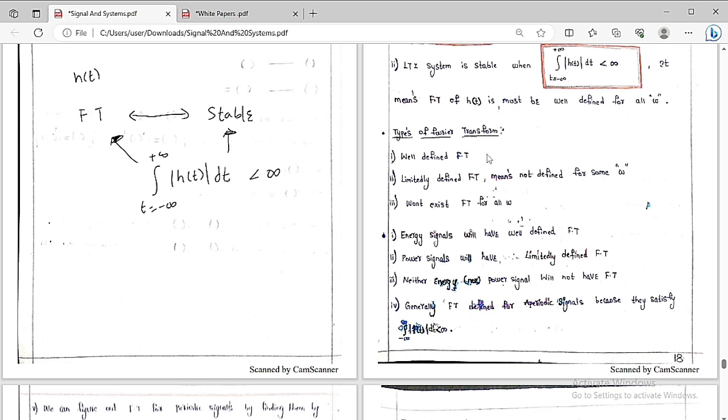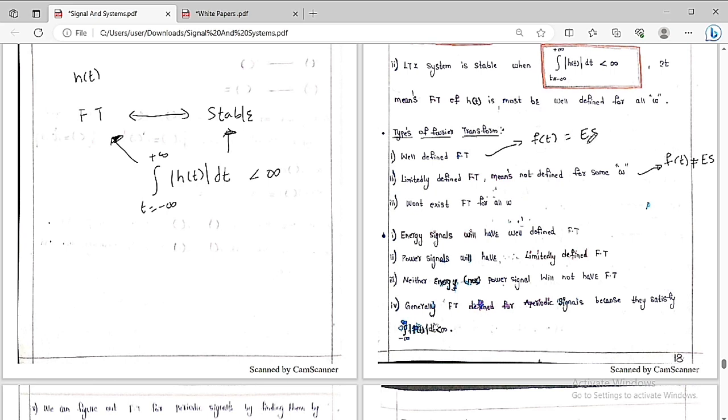Listen carefully. For a well-defined Fourier transform, the given signal should be an energy signal. Suppose f of t is an energy signal, then the given signal has a well-defined Fourier transform, meaning it is defined for each and every value of omega and we get a finite value of F of omega. Limitedly defined Fourier transform means not defined for some omega. What does this mean? The given signal is not an energy signal, but still the Fourier transform exists only for a few values of omega, but not for all values of omega. So this is what we have to keep in mind.